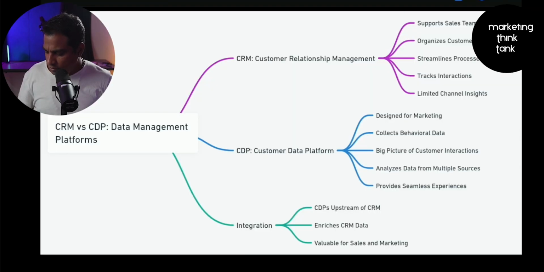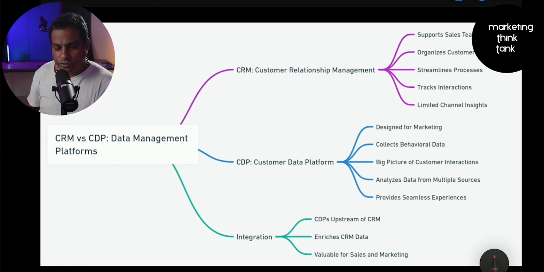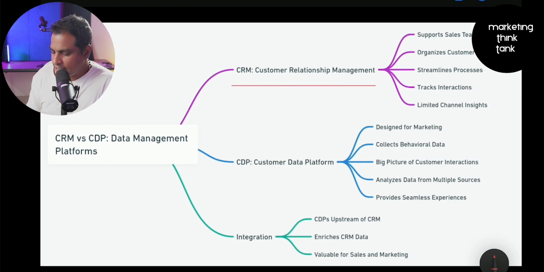Alright, so basically what we would be talking about in this session is the difference between CRM and CDP. CRM stands for Customer Relationship Management, which, as the name indicates, is a database or a tool or a piece of software that you use to interact with your customers and keep the relationships intact. Now, a CRM supports the sales team, because when the marketing team thinks that somebody is ready to move ahead to the sales stage, they would hand over the lead to the sales team, and all this information comes from CRMs. And then it organizes customer interactions.